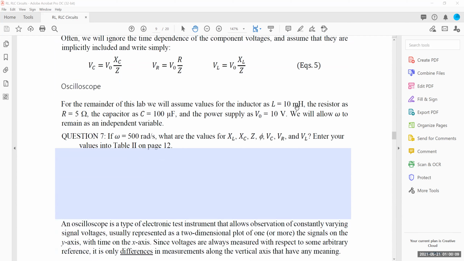So L is 10 millihenry, 10 times 10 to the negative 3, or 0.01 henry. R equals 5 ohms, and C equals 100 times 10 to the negative 6 farads, and V naught is equal to 10 volts, okay? So this is what we're doing in here.